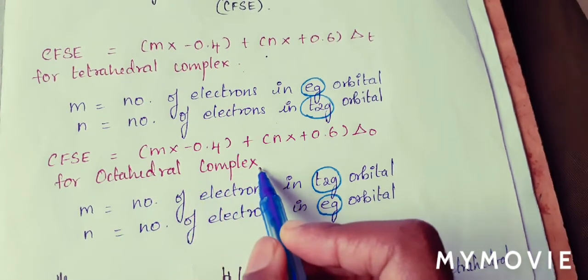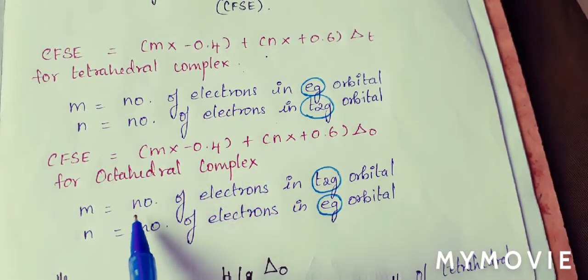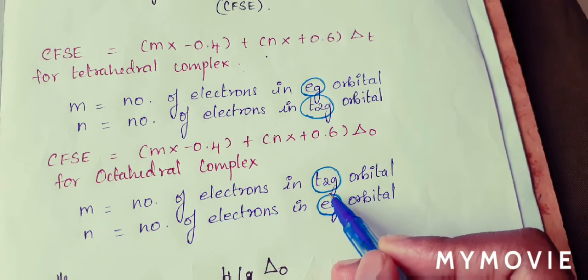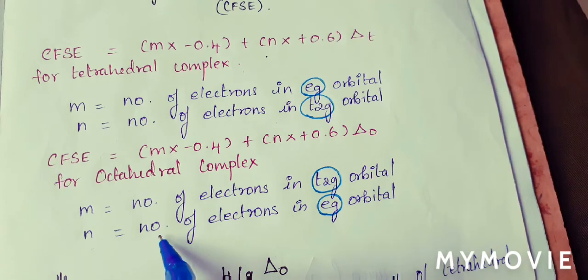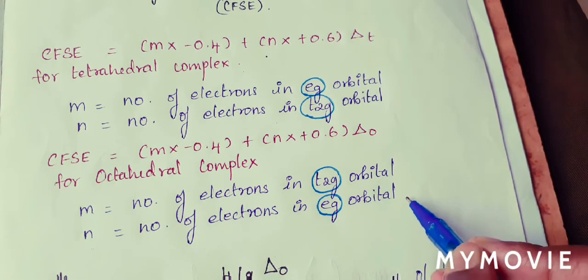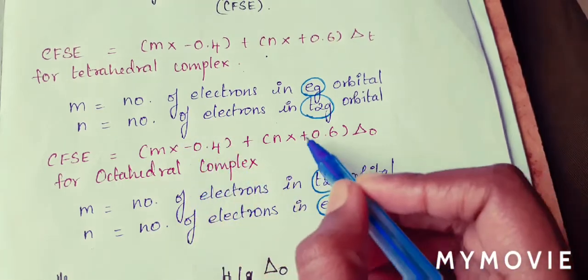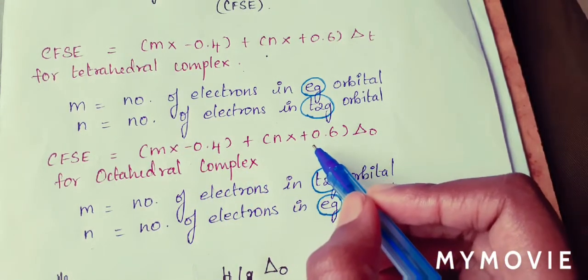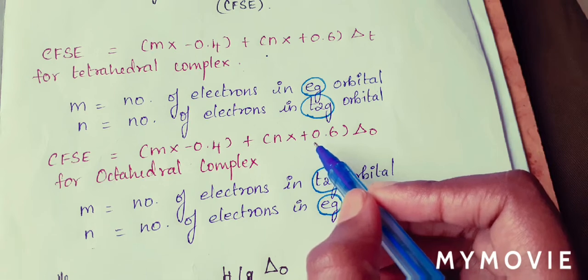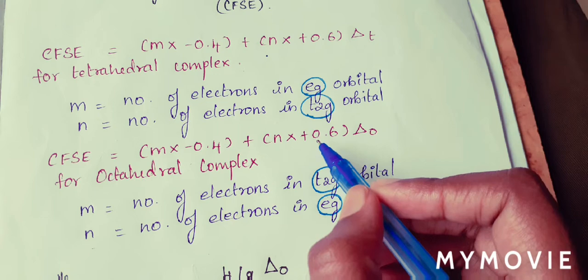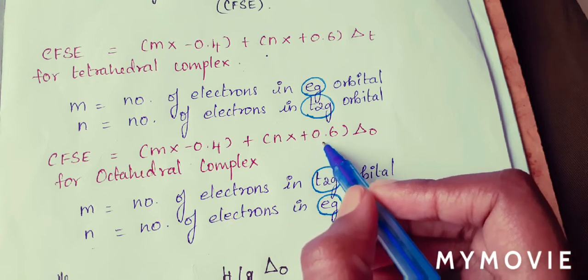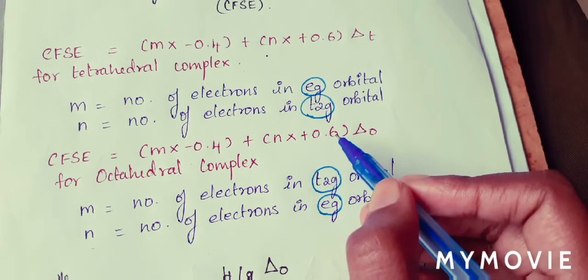For an octahedral complex, m represents the number of electrons in the t2g orbitals and n represents the number of electrons in the eg orbitals. What this minus 0.4 and plus 0.6 represent, or what the meaning is, will be explained in future videos because it has to do with crystal field theory. I will be posting another video explaining crystal field theory in future. So let's move on to the problem.